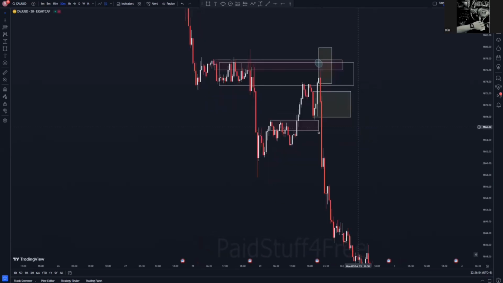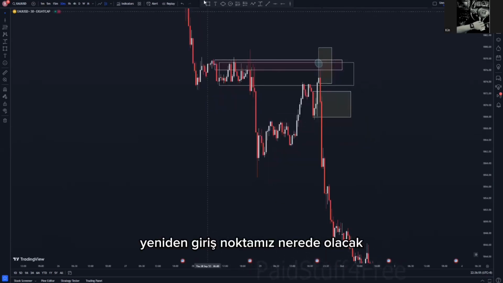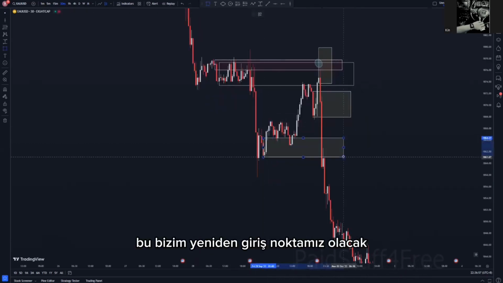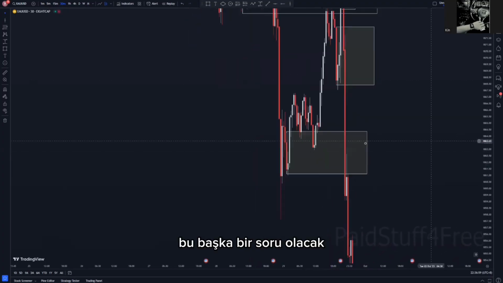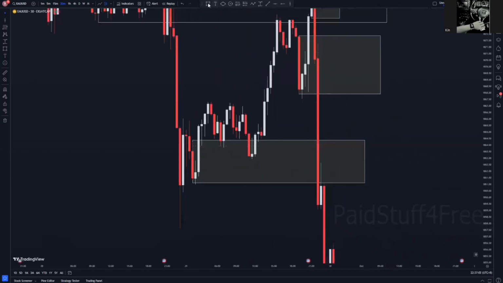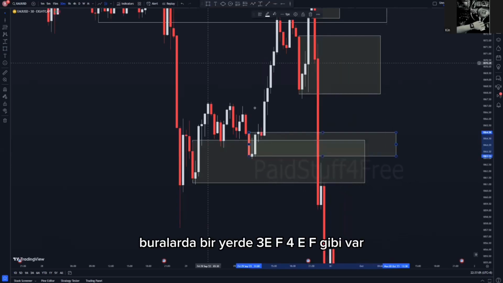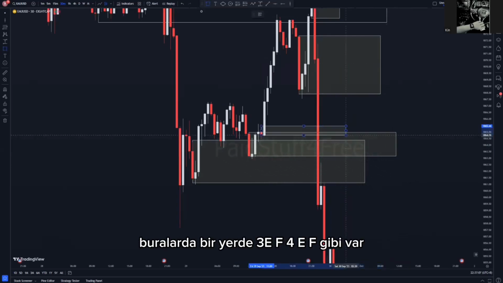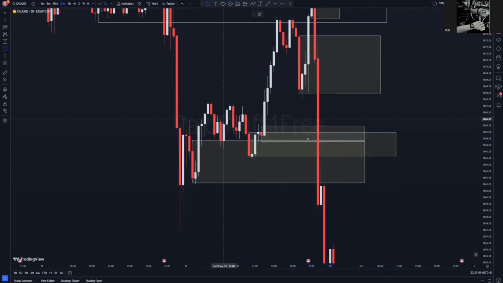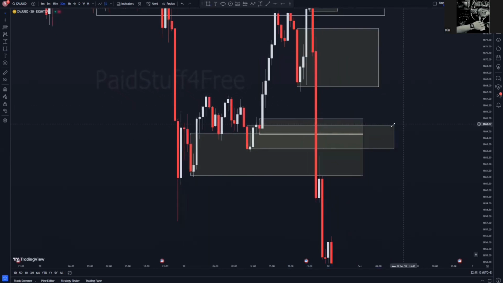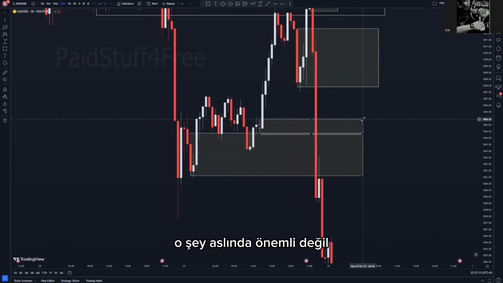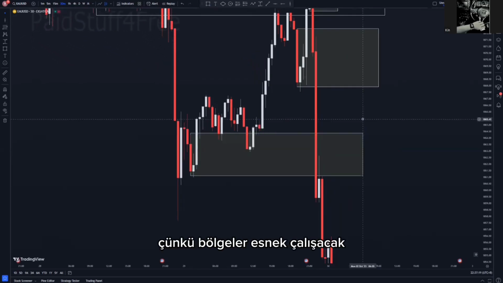All right. So where will be our re-entry point? Yeah, this one will be our re-entry point. So this will be another question. We will have a lot of sell zones. We have like 3 EF, 4 EF, somewhere around here. So where should we focus? It doesn't matter actually, because the zones work flexibly.